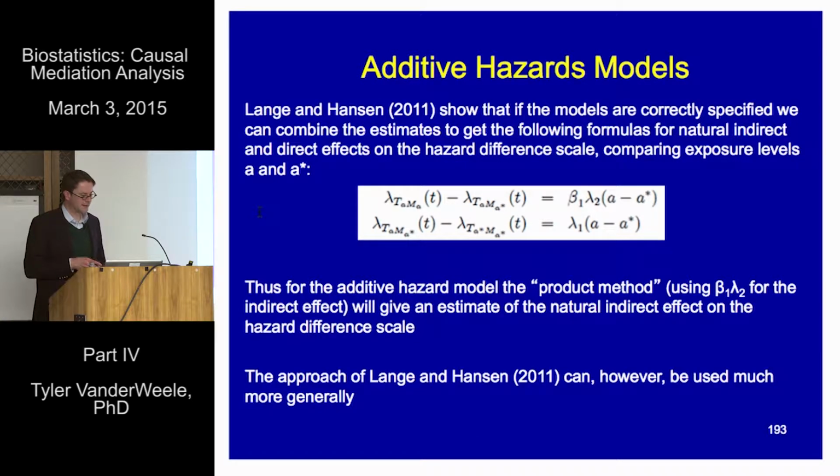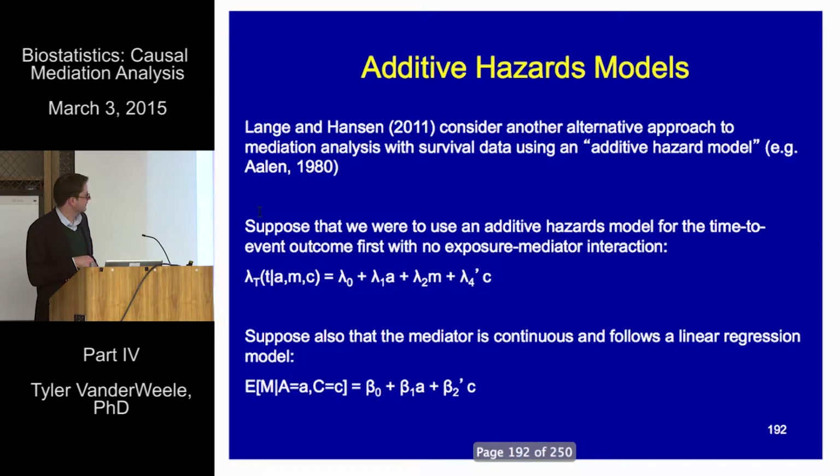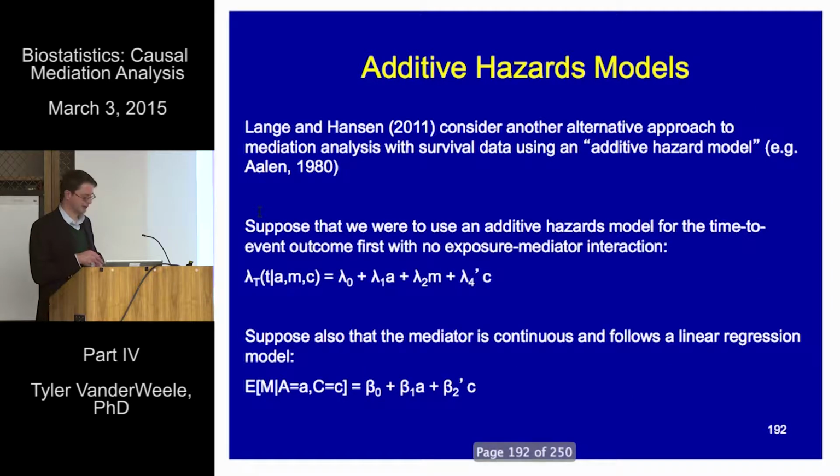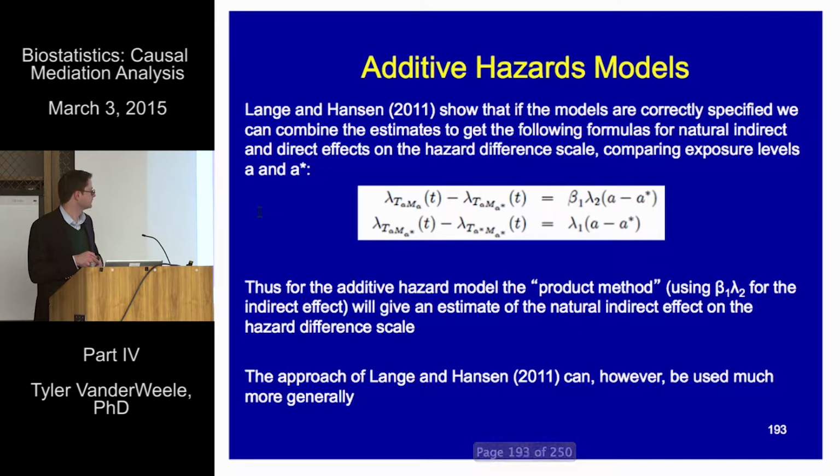And Long and Hansen show, in quite an involved proof, that if the models are correctly specified, we can combine the estimates to get natural direct and indirect effects that essentially just correspond to the product method. The indirect effect is beta 1 times theta 2, the effect of the exposure on the mediator times the effect of the mediator on the outcome on the hazard difference scale, and the direct effect is just lambda 1, our coefficient for the exposure in the model that includes the mediator.